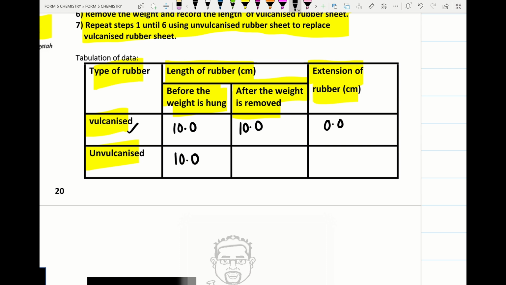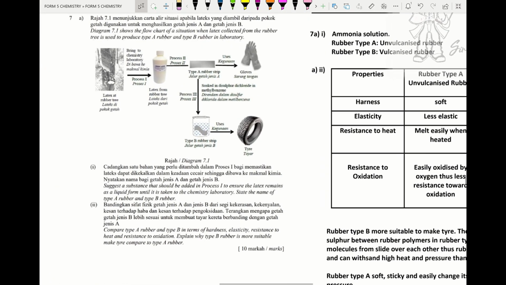But one unvulcanized rubber is less elastic. Maybe after the weight is removed, it's unable to return to its original length. So maybe 13.0. So the extension is 3.0 cm. Try to look at this essay question.